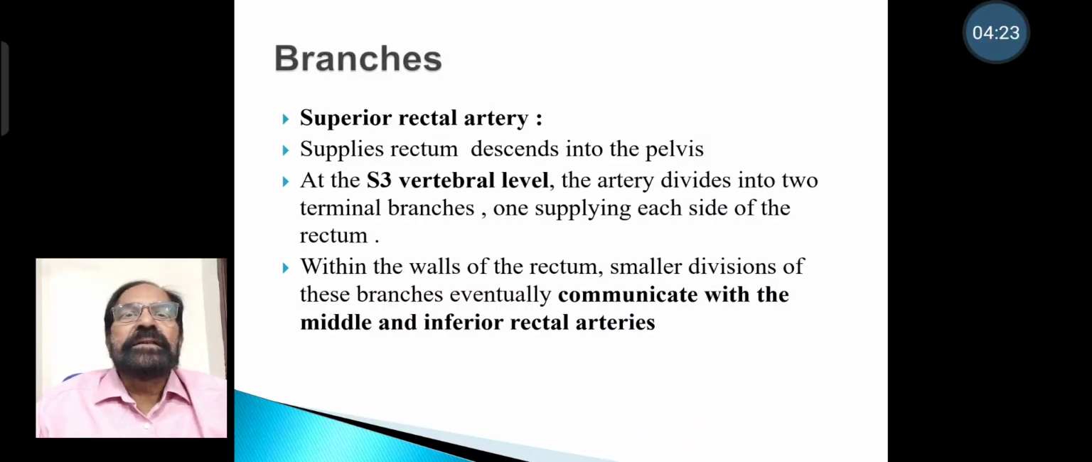Superior rectal artery supplies rectum, descends into the pelvis. At the S3 vertebral level, the artery divides into 2 terminal branches, one supplying each side of the rectum. Within the walls of the rectum, smaller divisions of these branches eventually communicate with the middle and inferior rectal arteries.